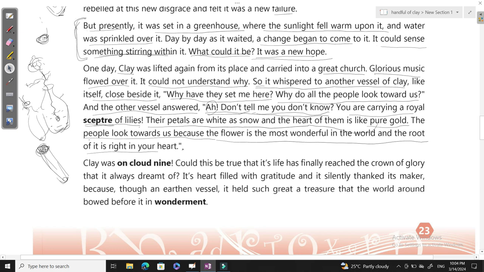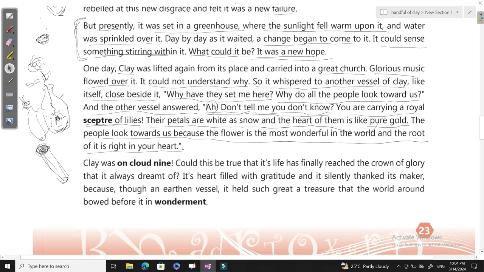It means this flower is a very beautiful, delicate flower that you have grown, and the flower is very soft, very beautiful. Its roots are sunk in your heart. It is grown in you. You are the maker of this beautiful thing, so you are very much important. That's why they are looking at you. You are the creator of this thing.